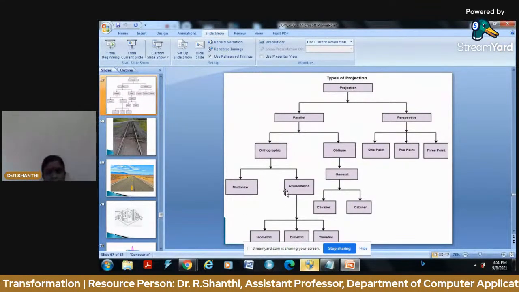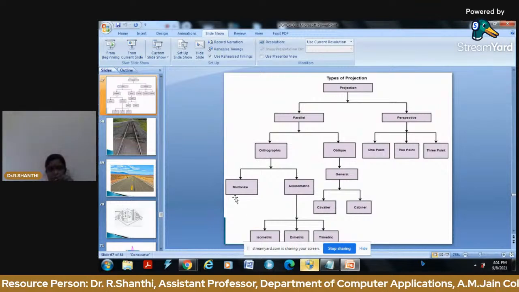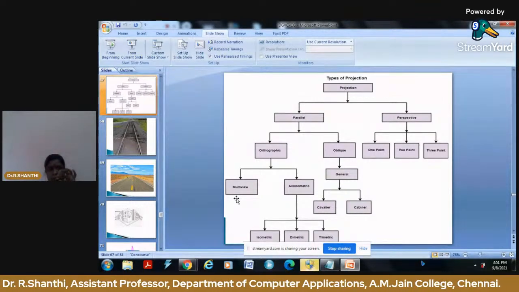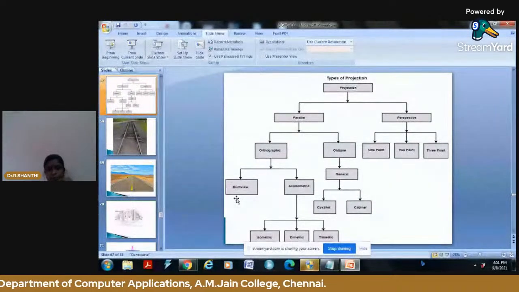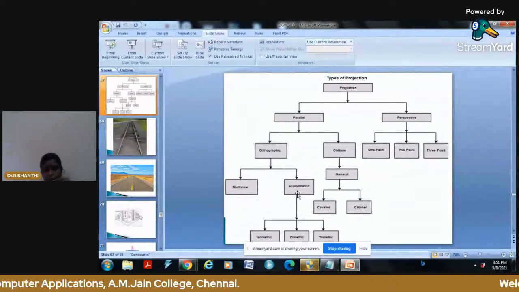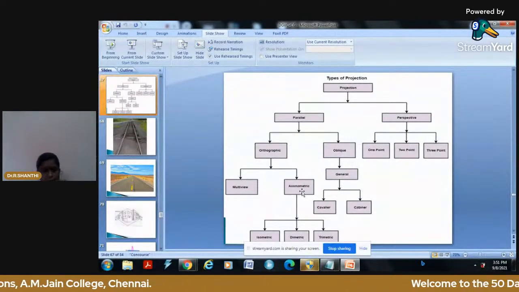What do you mean by multi-view? You have different views, that is you can see an image in a top view, front view, back view, like that. You can give the focus on a particular view of the same object. Then we go for the axonometric. Again, you have three types here.